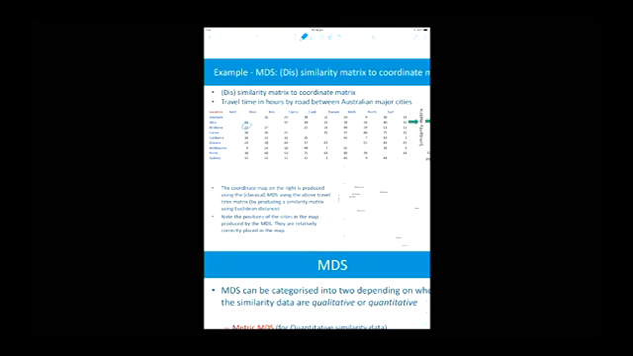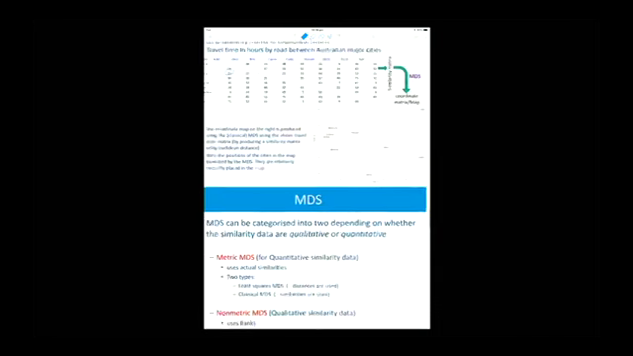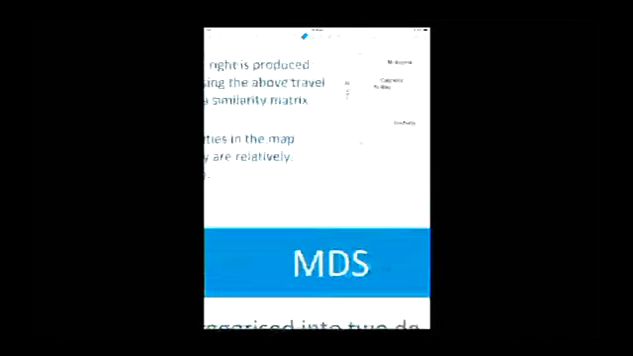Okay. So what I can do is, this is the similarity matrix basically. What I have is the time information, which is showing, okay, it is very far or very close. And we can use that to actually get a map just showing the relative positions of these cities. If we feed this similarity matrix to the MDS, what we get is this particular map.